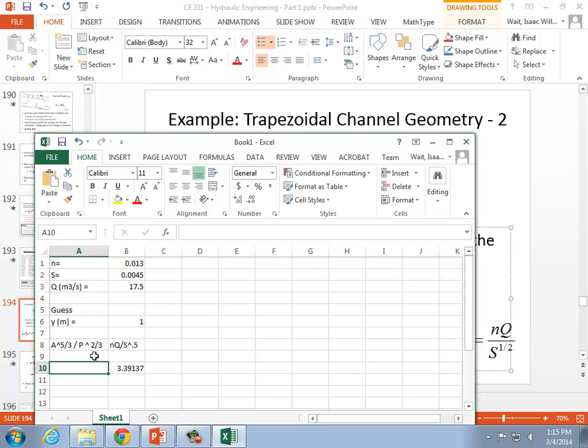Area to the 5/3 divided by wetted perimeter to the 2/3, that's going to be, area is b plus t y times y, and that will be to the 5/3 power. And then down here will be the wetted perimeter to the 2/3 power. So that's b plus 2 times y times W to the 2/3 power.